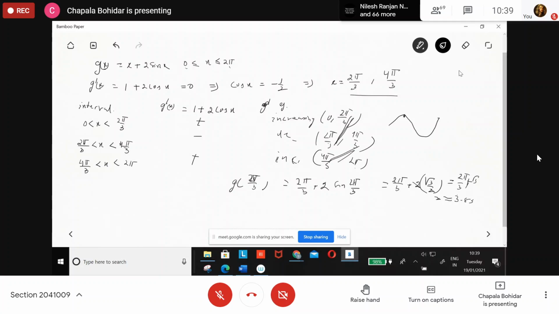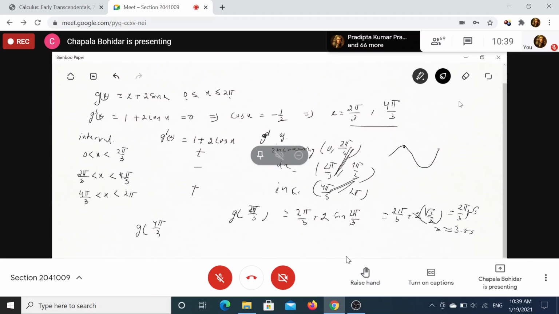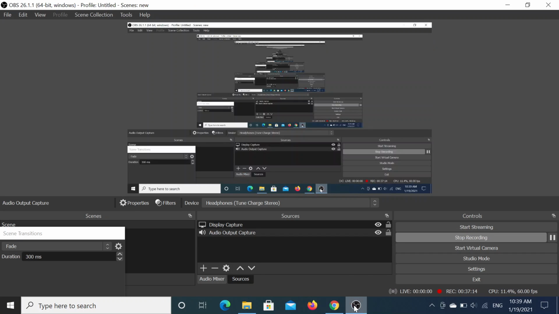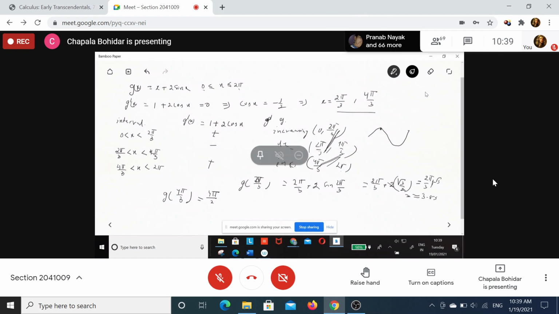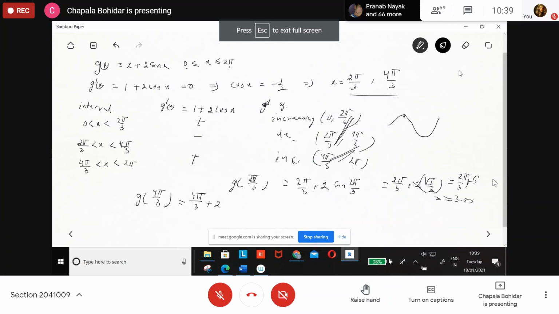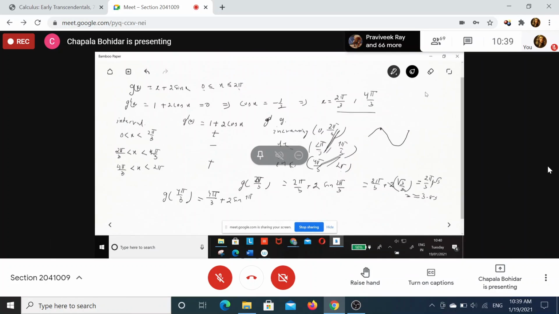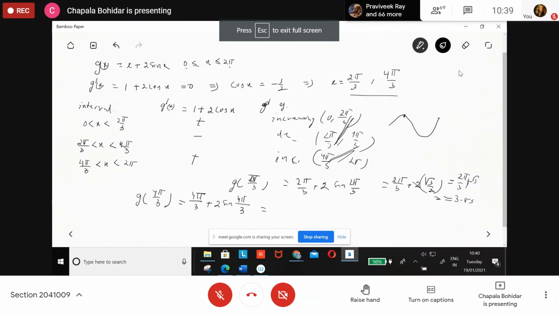Local minimum at 4 pi by 3. So find out the value g of 4 pi by 3, which is equal to 4 pi by 3 plus 2 sine 4 pi by 3. Sine of 4 pi by 3 is negative, so it is minus root 3 by 2.